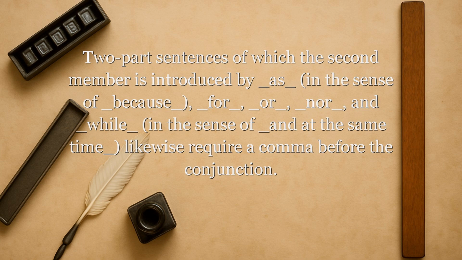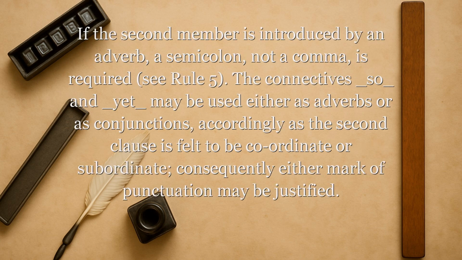Two-part sentences of which the second member is introduced by as, in the sense of because, for, or, nor, and while in the sense of and at the same time, likewise require a comma before the conjunction. If the second member is introduced by an adverb, a semicolon, not a comma, is required. See Rule 5. The connectives so and yet may be used either as adverbs or as conjunctions, accordingly as the second clause is felt to be coordinate or subordinate.